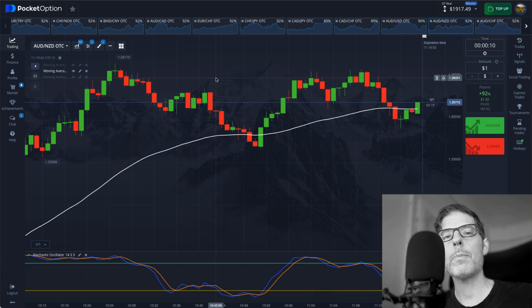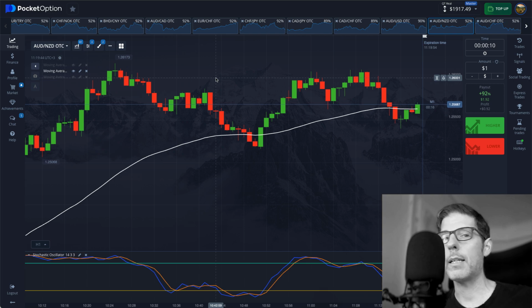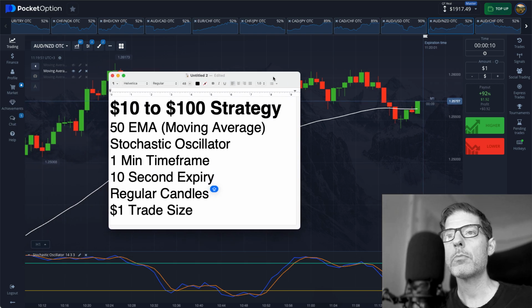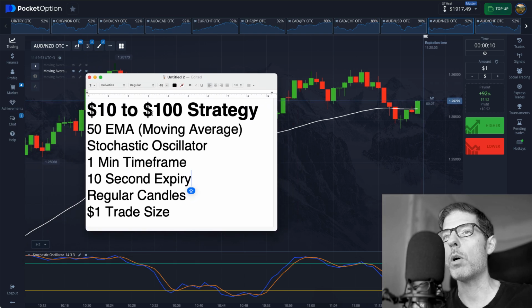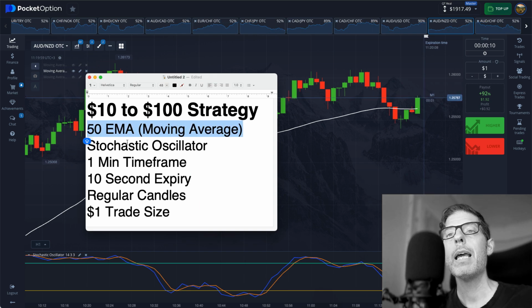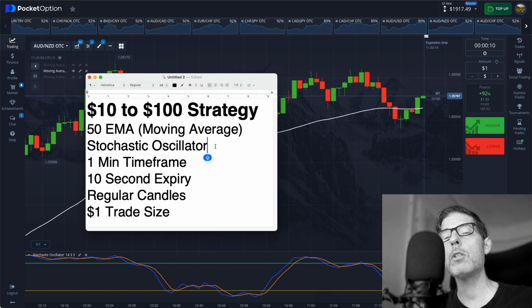Now for the settings, there's only going to be 2 indicators for this strategy. So this is really straightforward. I have the settings right over here. It's going to be the $10 to $100 strategy. And you're going to be using the 50 moving average or the 50 EMA and the stochastic oscillator. Those are the only 2 indicators.